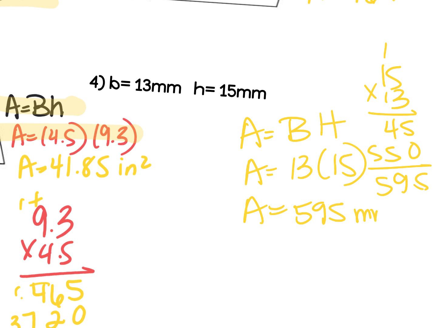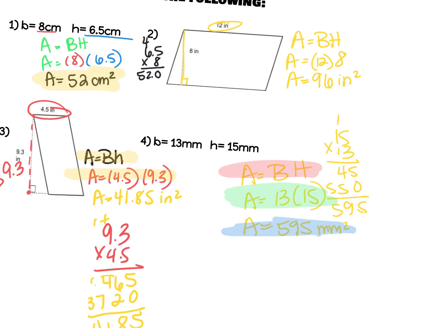$595 millimeters squared. So remember, you have to write down your formula, write down your numbers whenever you plug them in, and write down your answer. And remember that area has units, like inches squared or millimeters squared, and circumference. I'm going to bring that back in. You didn't have to. So those are the notes for area of a rectangle.